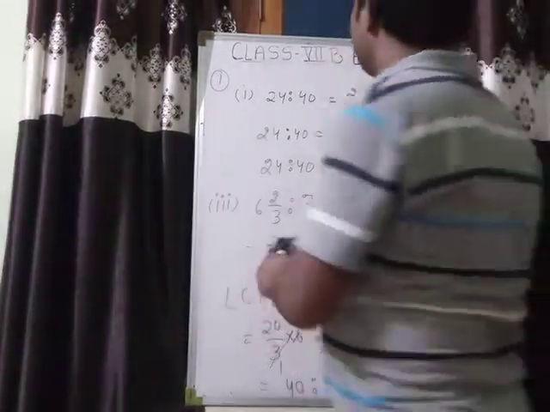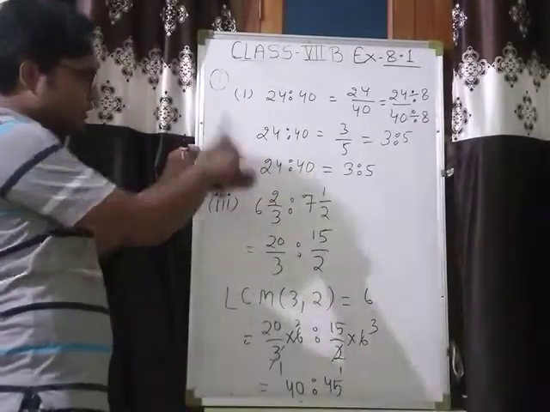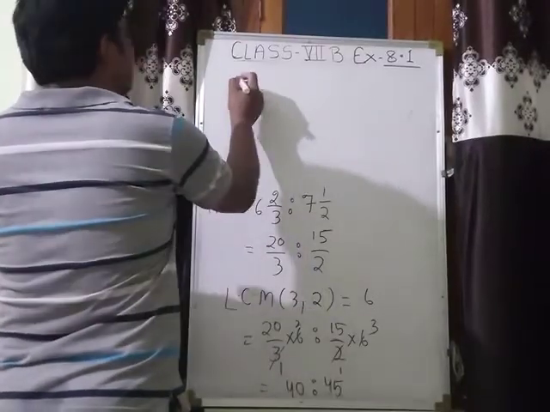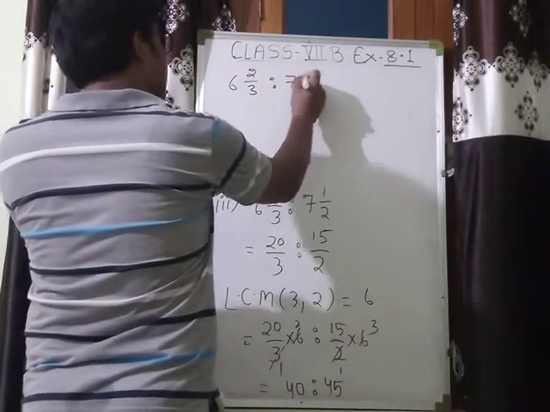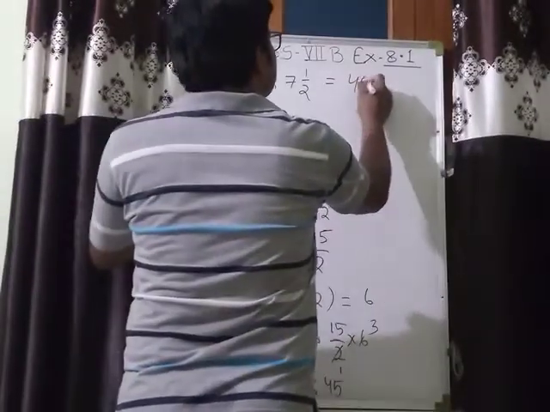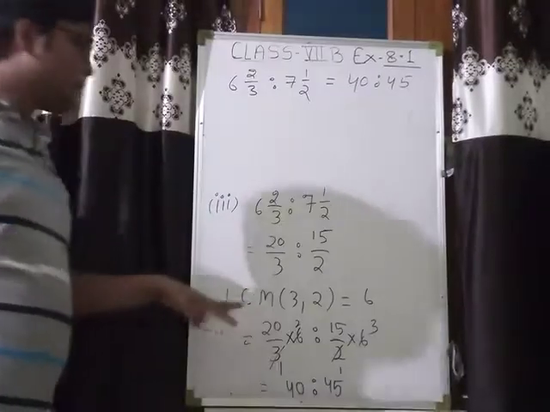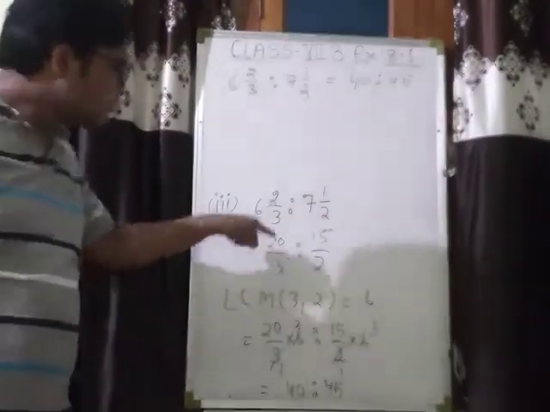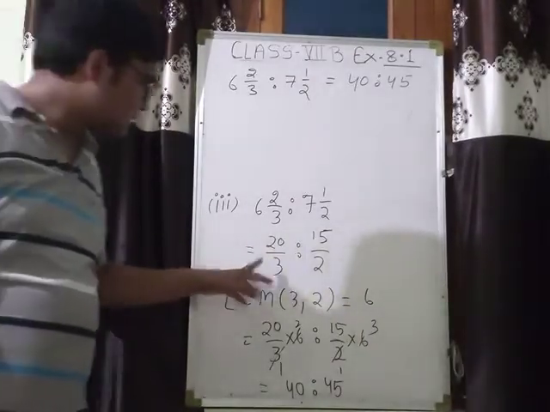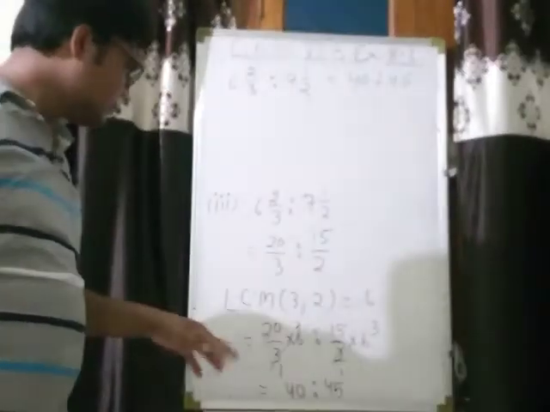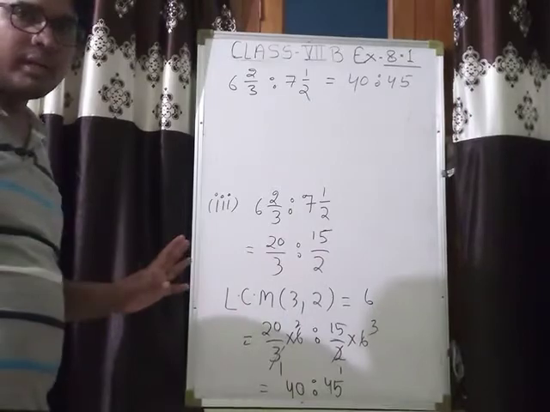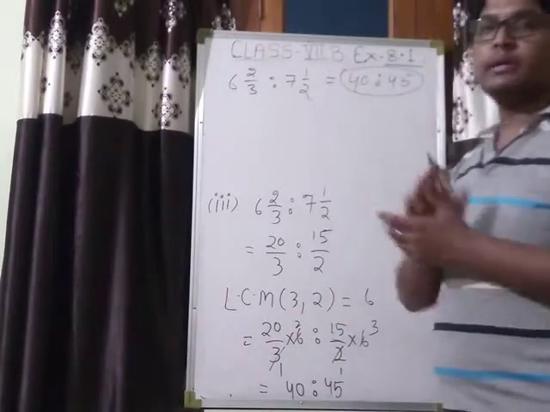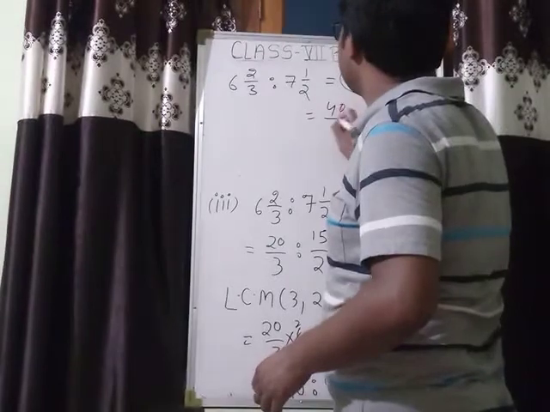Okay, I am going to rub the question over first. Pause this video and note down every question. Then from here we have 6 whole 2 by 3 is to 7 whole 1 by 2 is the same as 40 is to 45. Whenever the first term and second term are given in mixed fractions, first change them into improper fractions. After that, find the LCM of their denominators. Multiply both terms, antecedent and consequent, by the LCM. You will get a simple type of ratio. Now that can be written as 40 upon 45.